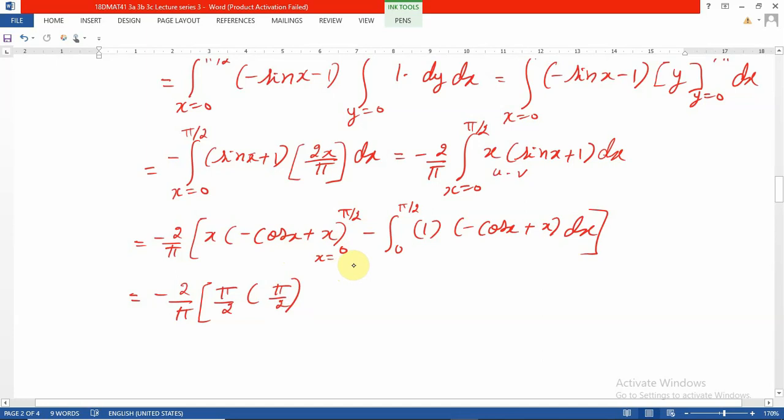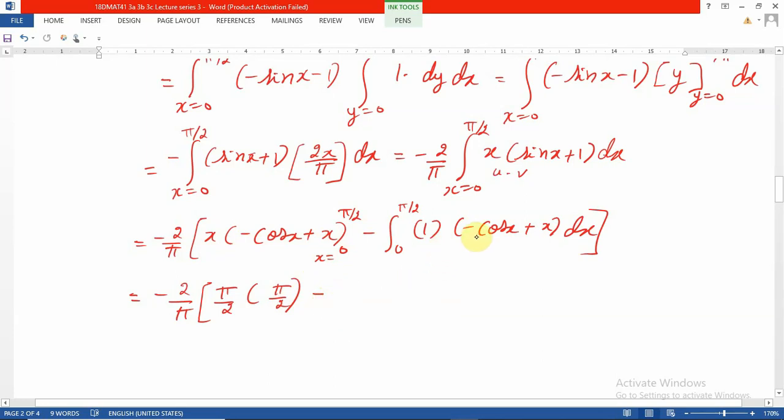There is no point of 0. 0 is 0 only, because x into minus cos x plus x, you can see this is going to become 0. Thus the full thing is going to become 0. So I am not writing that 0 minus. Now again I am going to integrate this, friends.